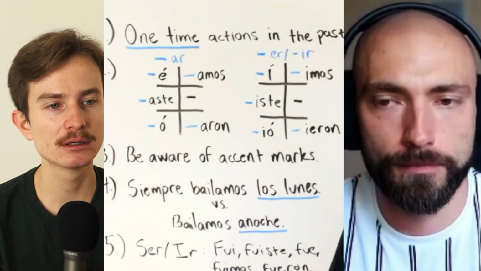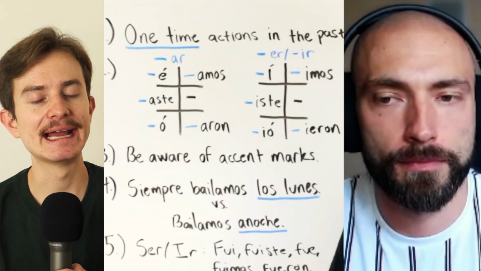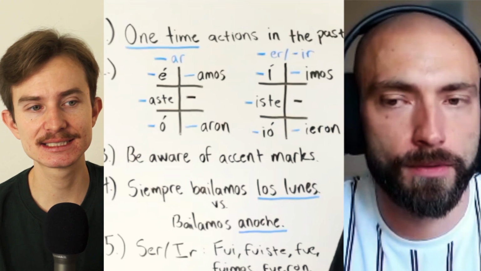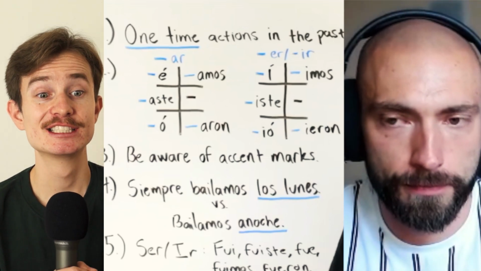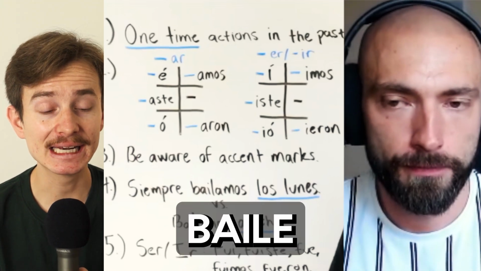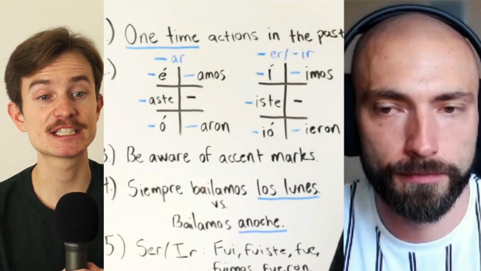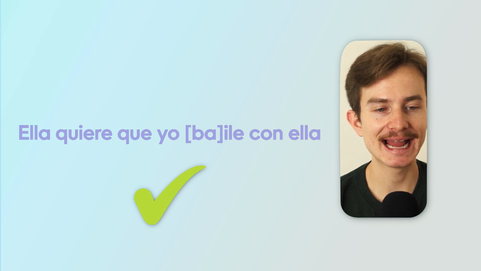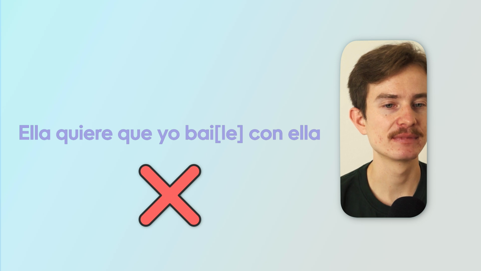So an example here is bailamos. If we say yo bailé, that means I danced. It wouldn't be I was dancing, right? I danced and it's done. Careful, because we also have in the present tense subjunctive, we have baile. It's different. So for example, if I said, she wants me to dance with her, ella quiere que yo baile con ella. It would not be bailé there. That's wrong. It's baile. So be aware of the accents there.